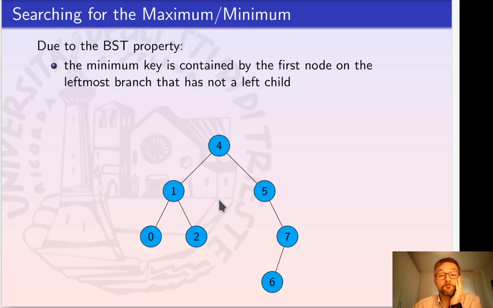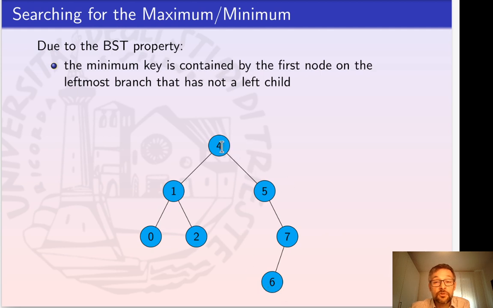Now, what about searching for the minimum and the maximum in the binary search tree? Well, due to the binary search property, if we are searching for the minimum, we simply have to look at the nodes on the left. If we are searching for the maximum, we simply have to look at the nodes on the right.